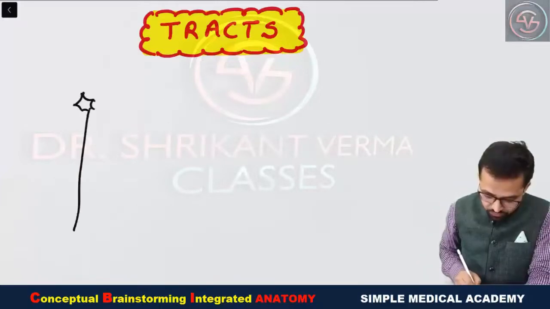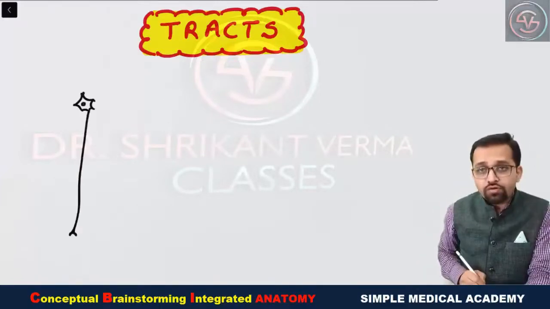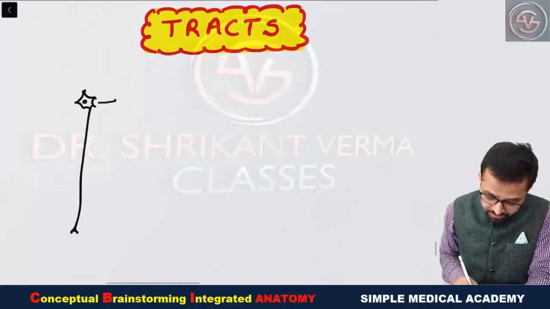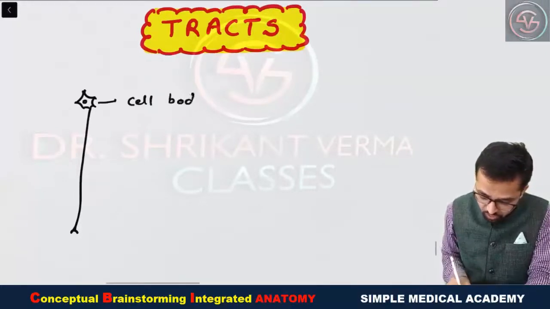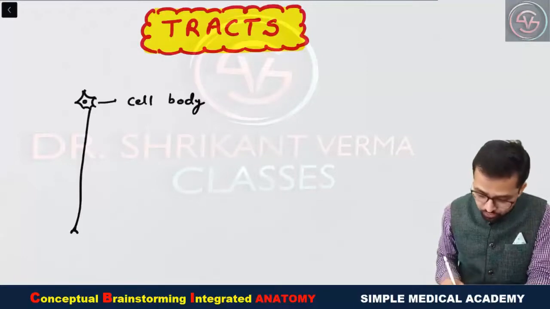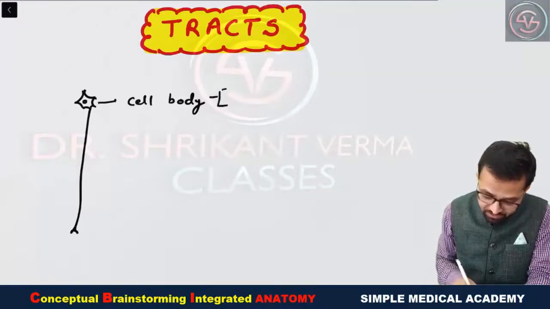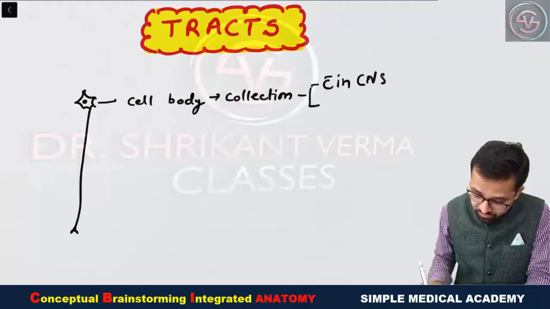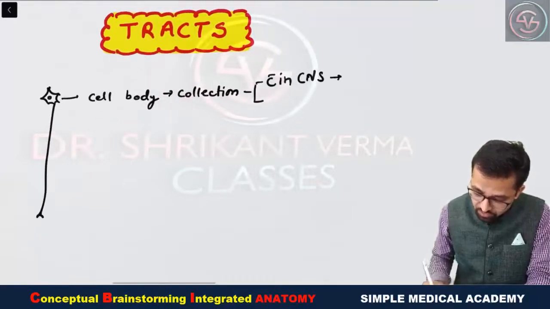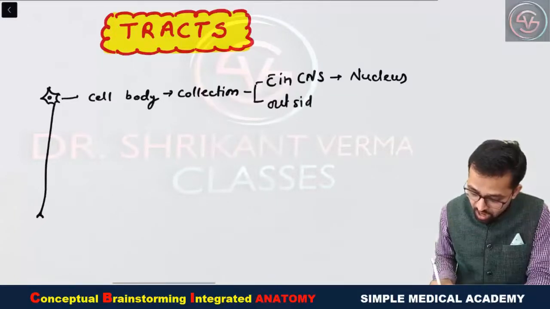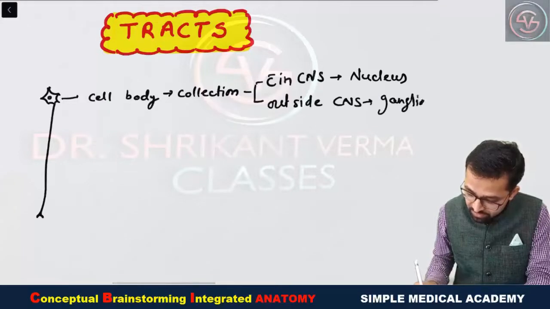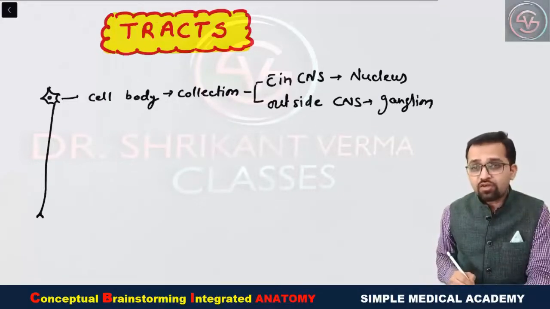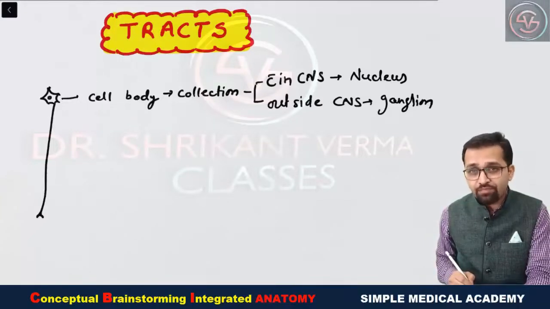As we know, suppose this is any neuron, okay, and this is known as cell body. I earlier told you cell body collection within CNS known as nucleus, while outside CNS known as ganglion. So this is very basic concept for the PG medical entrance exam as well as for the first year MBBS.